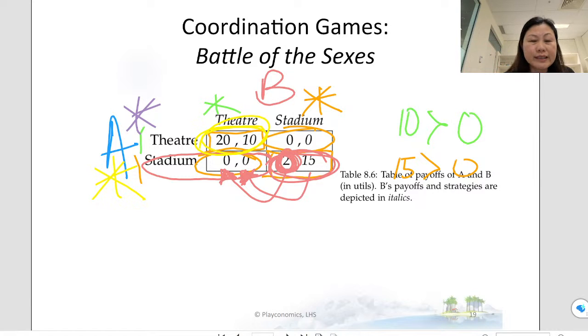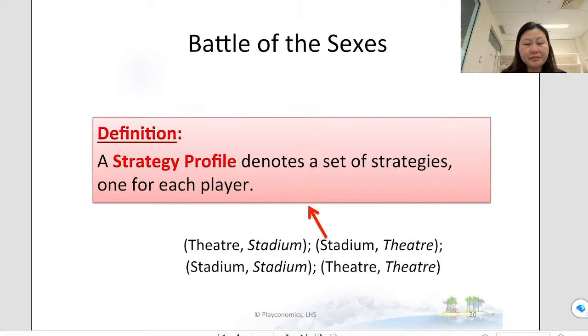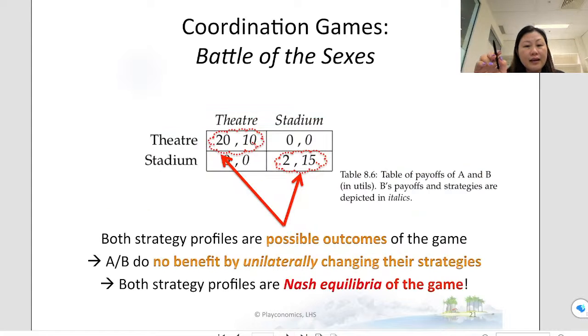Now, this is very important as to how Nash equilibrium works. If you cannot find a dominant strategy, you have to check each strategy profile, check each quadrant to see if there's a profitable deviation for one of the players. If there is, then it is not Nash equilibrium. So in this scenario, there are two Nash equilibria.